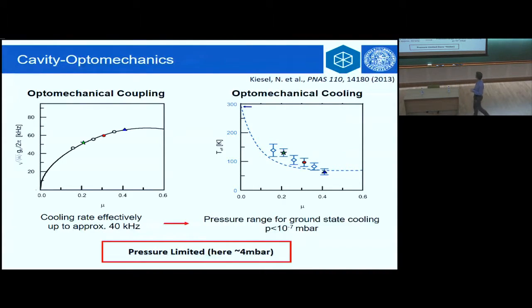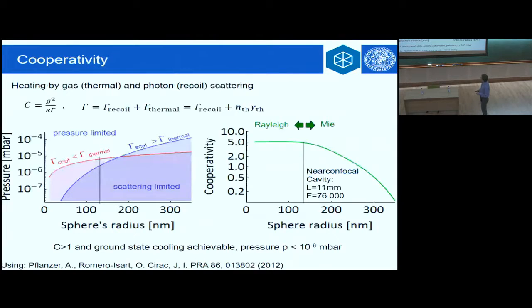The reason for that was that we were pressure limited, due to what I mentioned, that we would lose the particle. But what we could infer from that already was that the cooling rate we have would actually serve to go to the ground state at 10 to the minus 7 millibar. And this plot briefly shows what the parameter regimes are. We want to have the cooperativity larger than 1. The heating rate here could come either from the thermal environment or from the recoil heating. That depends on the regime.